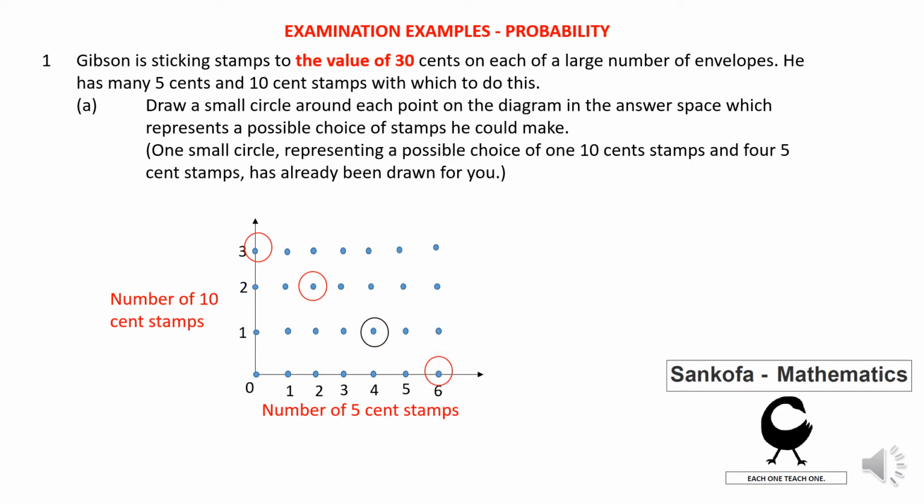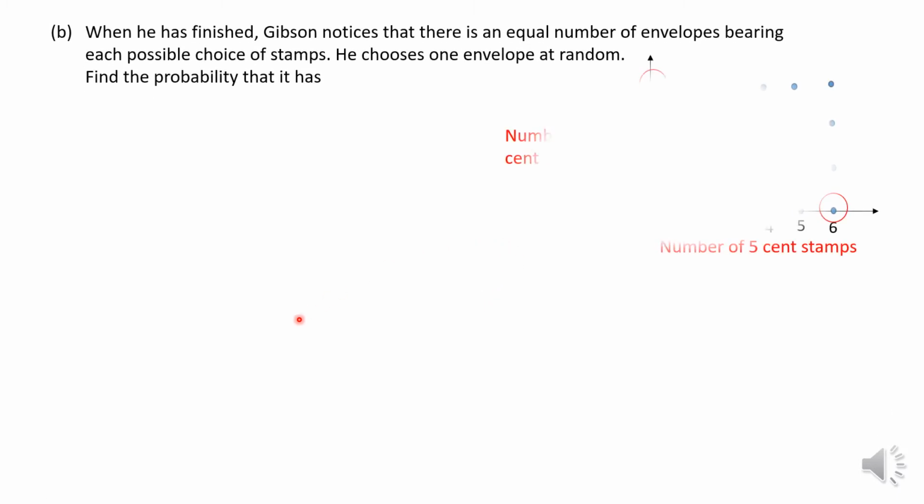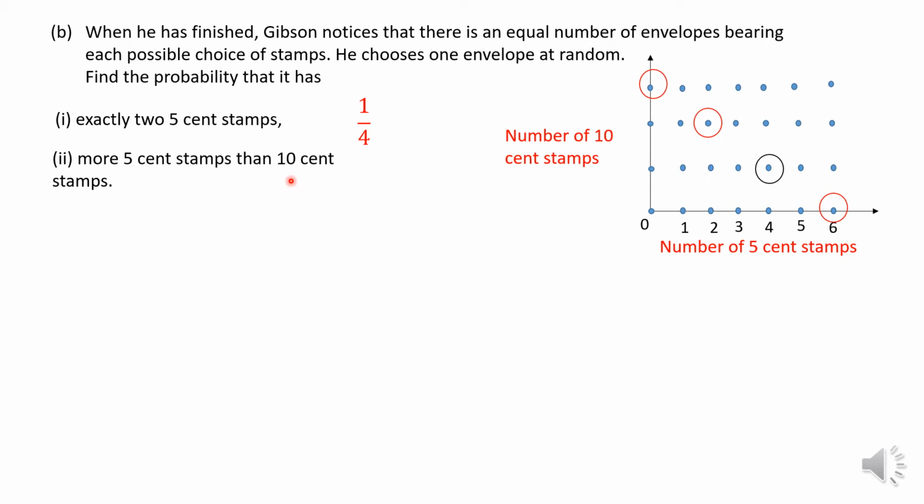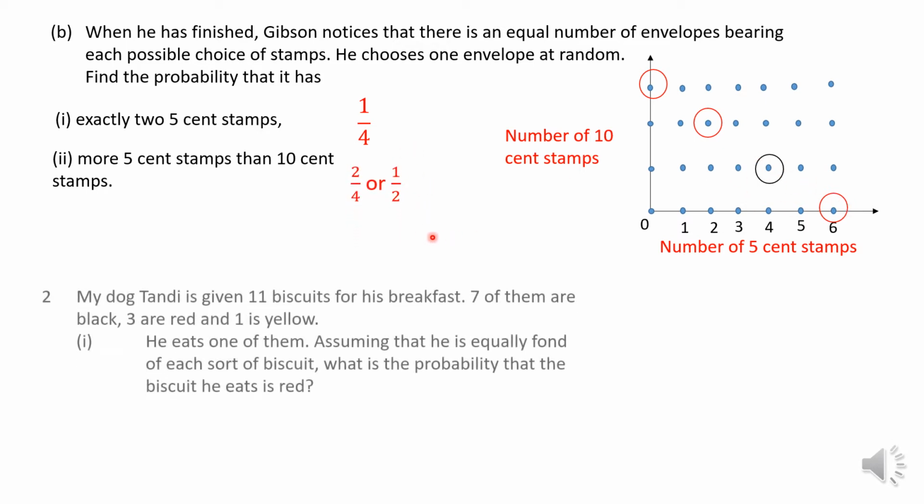Right, so when he has finished, he notices that there is an equal number of envelopes bearing each possible choice of stamps. He chooses one envelope at random. What is the probability that it has exactly 2 5-cent stamps? Obviously, that is just 1 out of the 4, so 1/4. And what about more 5-cent stamps than 10-cent stamps? When he chooses 4 5-cent stamps or 6 5-cent stamps, that is 2 out of 4, or 1/2.